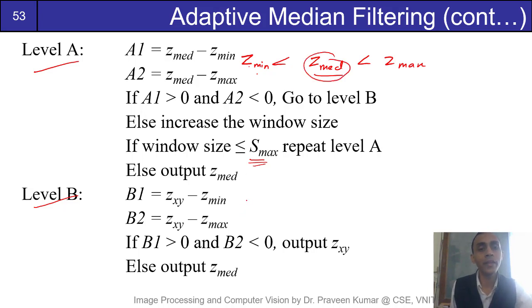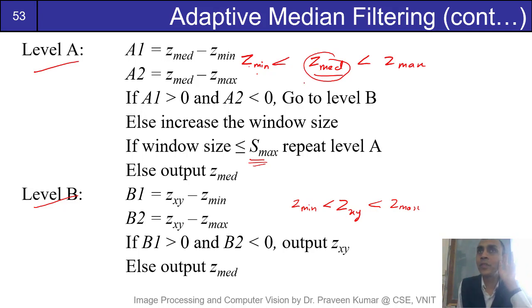Okay, so once we have obtained that, we'll go to level B. What level B is basically saying is whether Zxy, which is the actual pixel value at the center location, is greater than the min and less than the max. If that is true, the traditional median filter, irrespective of whether there is noise at that point or not, always substitutes it by the median value, which may cause unnecessary distortion. Only when there is noise do we need to modify that value, otherwise leave it unchanged. So the purpose of this stage is exactly that.